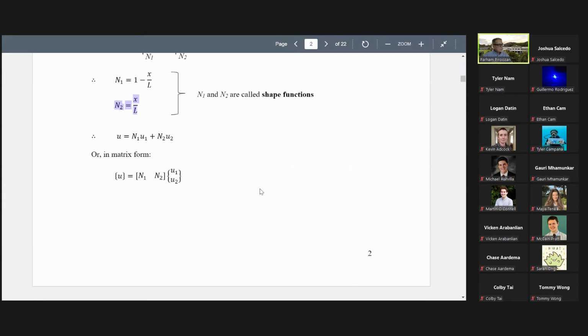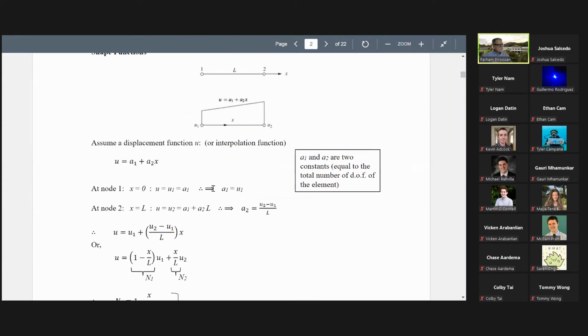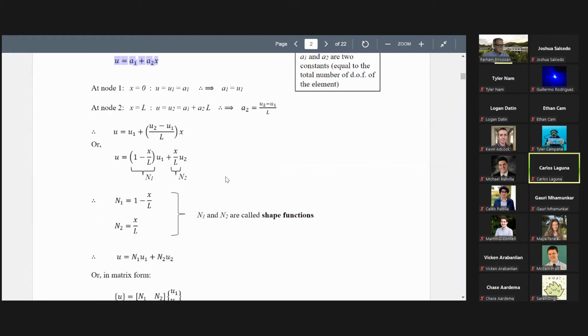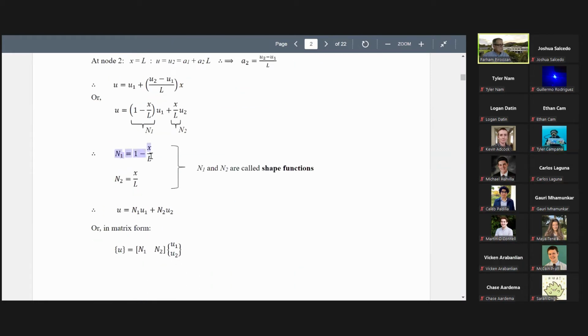Now, another property of this one: what type of equation is this? A1 plus A2x. This is a what function? Is it a quadratic function? Is it a cubic function? Is it a linear function? Linear. Okay. What type of equation is this? Linear. The same as this one, linear.